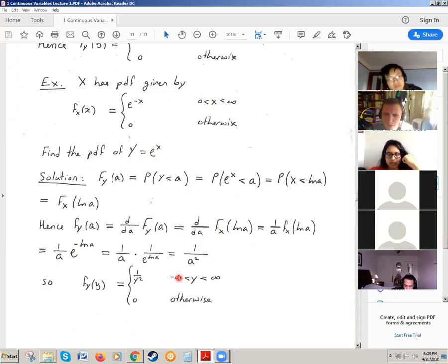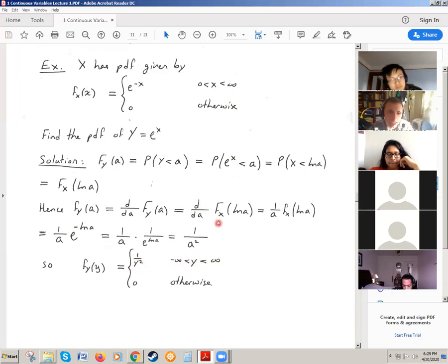And one way to verify you're right, integrate this function from 1 to infinity. It has to give you 1. From minus infinity to infinity, obviously it's not continuous. It's 0, right? So it's a mistake. So the values that can be taken is y between 1 and infinity, and this is 1 over y squared. Good.